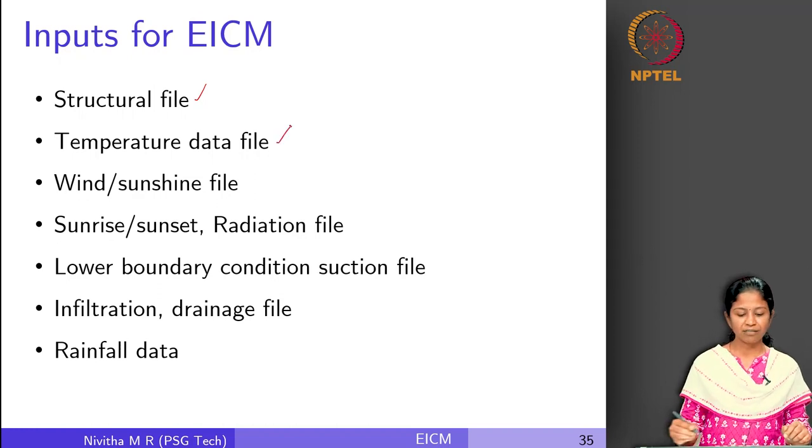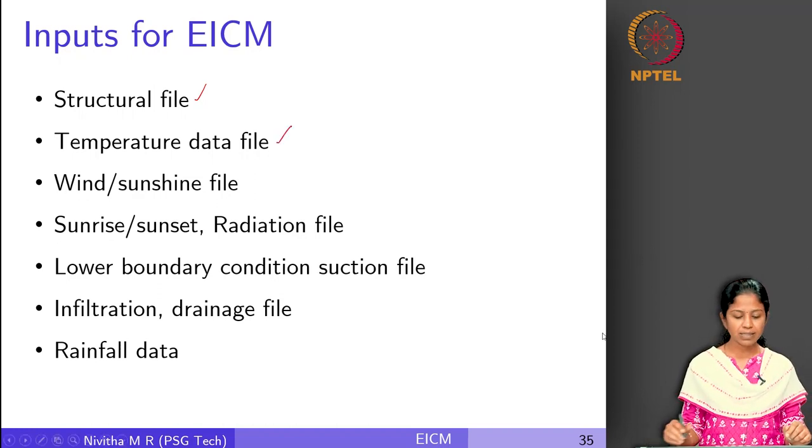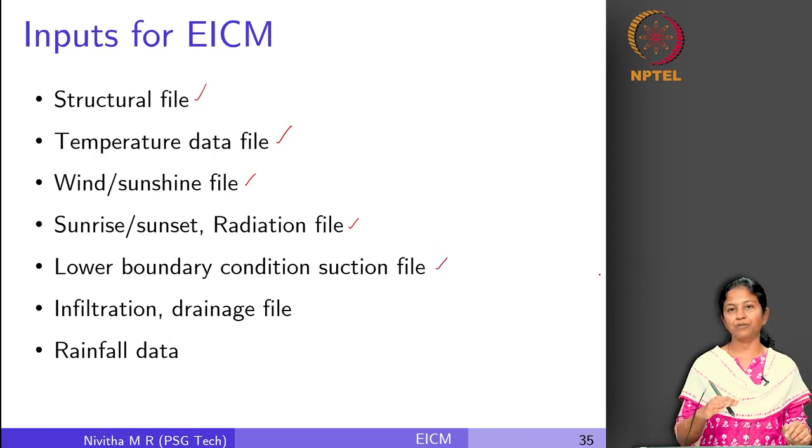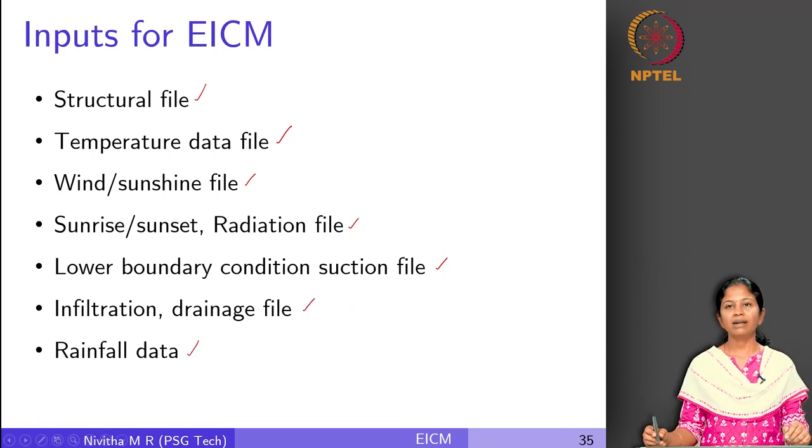The temperature data file: how air temperature varies, wind or sunshine data, sunrise or sunset and radiation data. The lower boundary condition section file, which is for the water table, infiltration and drainage file, and rainfall data. These are the individual inputs which are required by the EICM model.